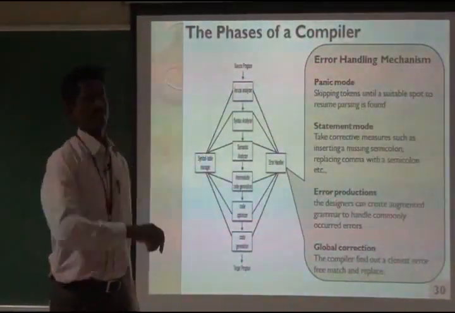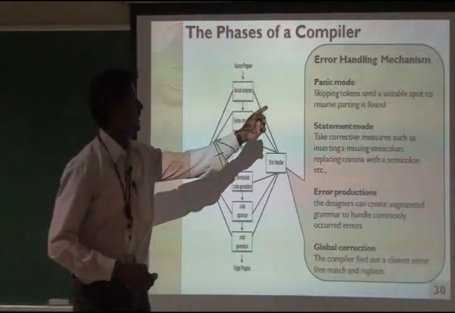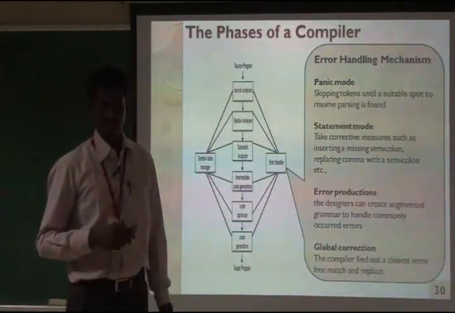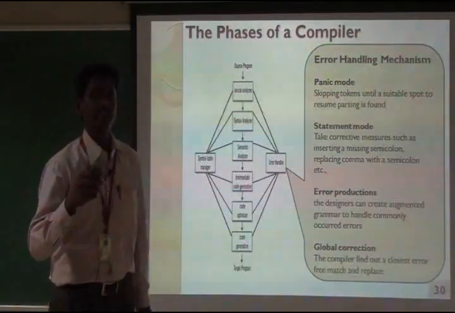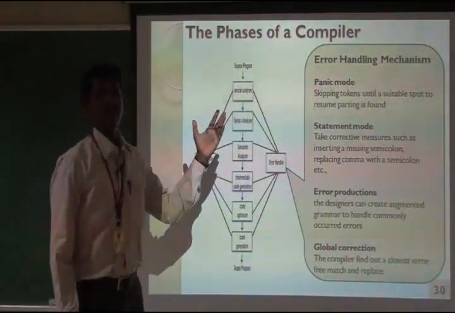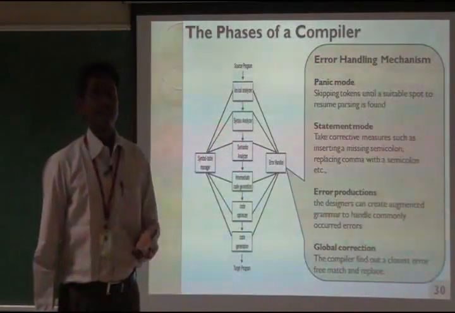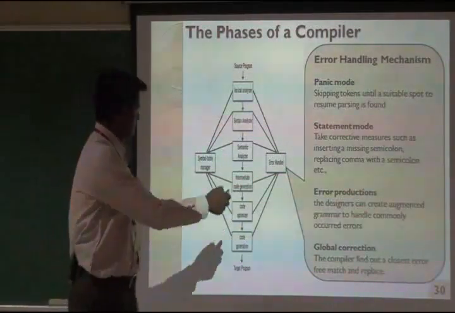Here you have one more f, which may be removed by this mechanism, panic mode. It deletes the extra characters until it gets a valid token. That is panic mode error recovery. It is going to delete the extra characters until it gets a valid token.